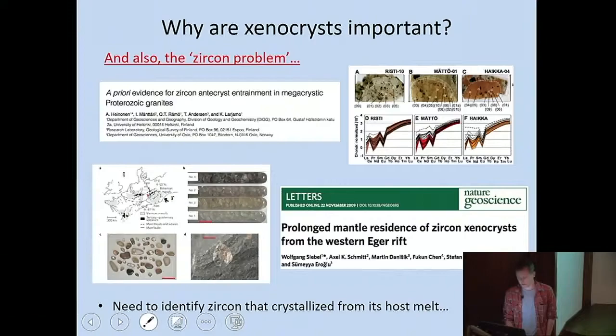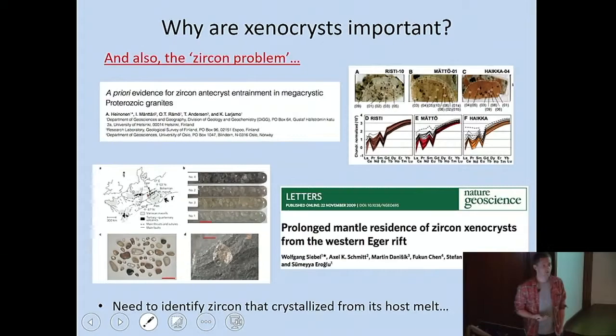So they're very important. And another example, and this kind of overlaps with some of the case studies I've shown, is the zircon problem. Now, this is a current theme in the literature. A lot of papers, a lot of research is focused on this at the moment. There's a Geology paper, a Nature paper, for example, demonstrating that some zircons in rocks are not indicative of the crystallization age of that particular rock.